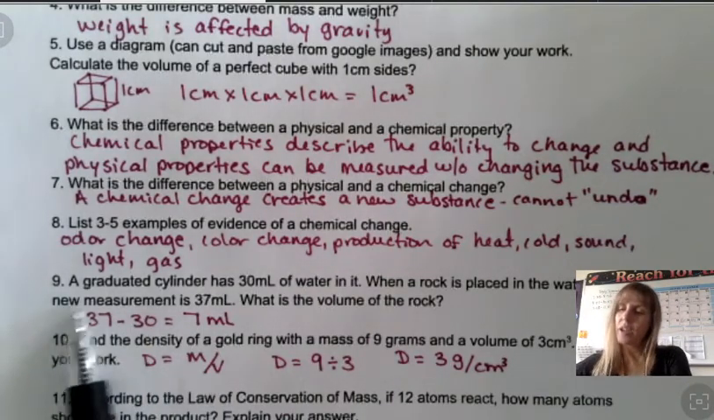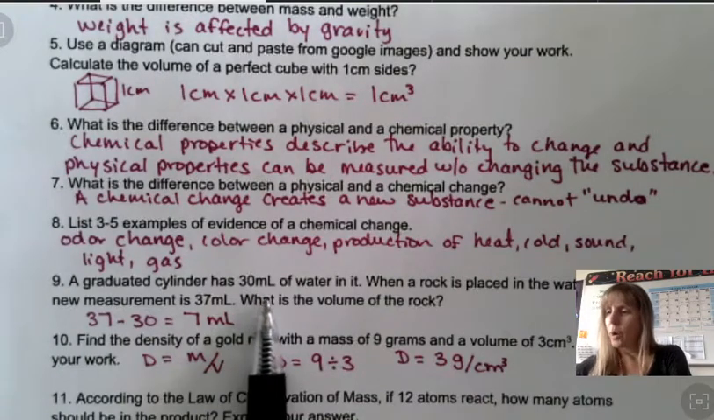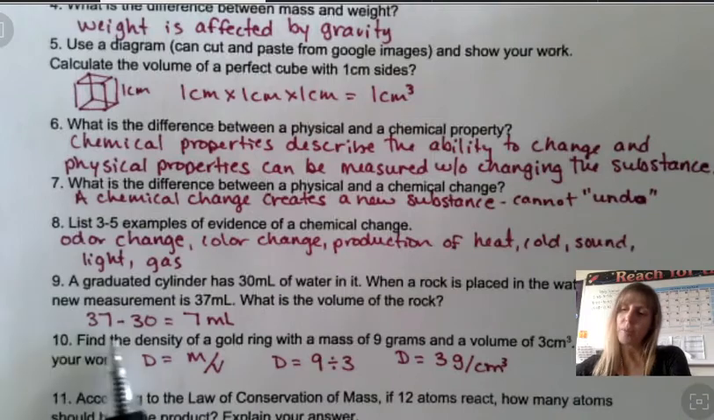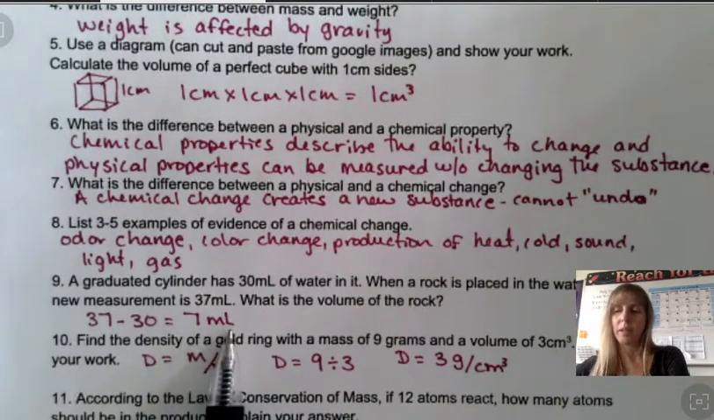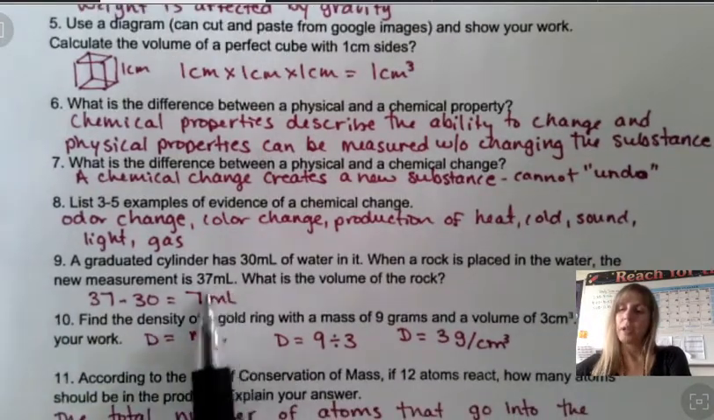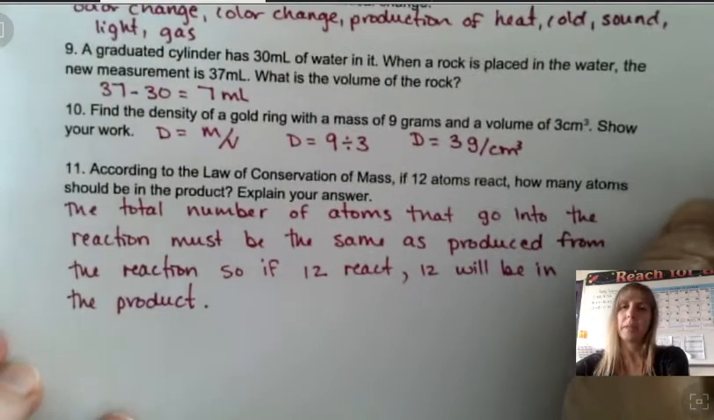Number 9, a graduated cylinder has 30 milliliters of water in it, the starting volume. When a rock is placed in the water, the new measurement is 37 milliliters. What is the volume of the rock? 37, the ending volume, take away the beginning volume. 37 minus 30 is 7 milliliters. Always make sure you include the units. All right, let's buzz this up a little higher.